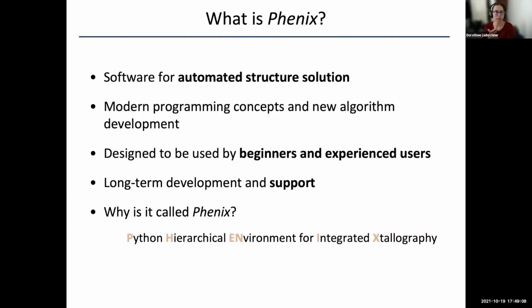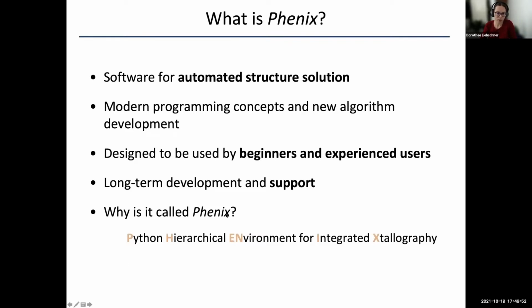So what is Phenix exactly? It's a software for automated structure solution in macromolecular crystallography. So it's typically used for solving protein structures or RNA, DNA structures, not for small molecules or other compounds. The idea of Phenix is that it combines both modern programming concepts and new algorithm development. And it's designed to be used by beginners and experts. So it's easy to use if you don't know so much, but you have a lot of freedom, a lot of parameters to play with if you know what you're doing. We also focus on long-term development and support. Phenix is now about 20 years around.